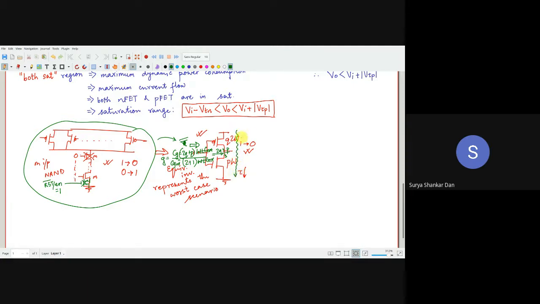What will change if it is a static CMOS configuration? It is the resistance path we are going to consider. If it is a transmission gate configuration, it is the capacitance which we are going to consider. This W into LCox, right? So W and L will vary. In one case, L will vary, in the other case, W will vary. We will look into that as we go along.